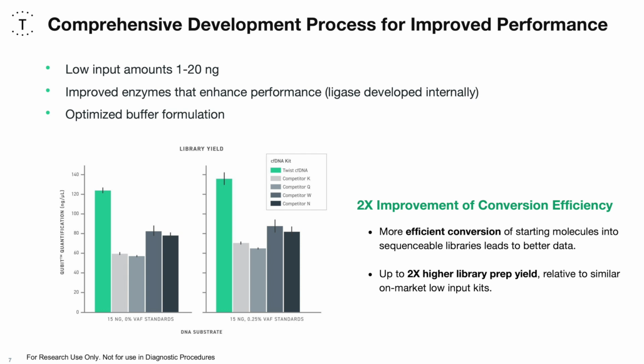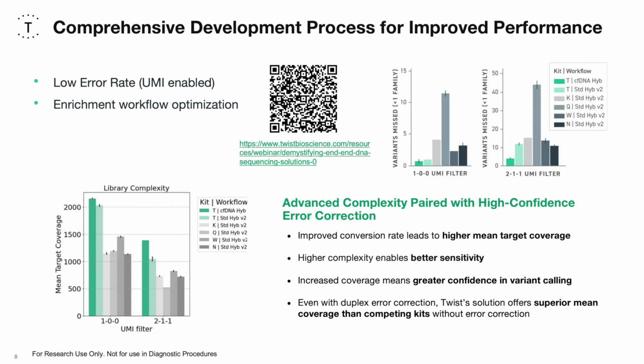Our comprehensive development process, featuring improved enzymes like our internally developed T4 DNA ligase and optimized buffer formulations, directly translates to superior performance. This results in up to 2 times higher library prep yield compared to similar on-market low-input kits, as well as more efficient conversion of starting molecules into sequence-ready libraries, leading to better data and increased confidence in your results. Our solution at Twist offers a low error rate, especially when using UMIs.